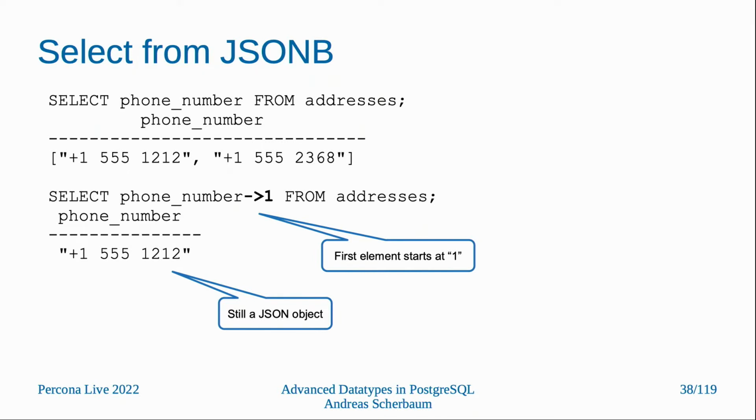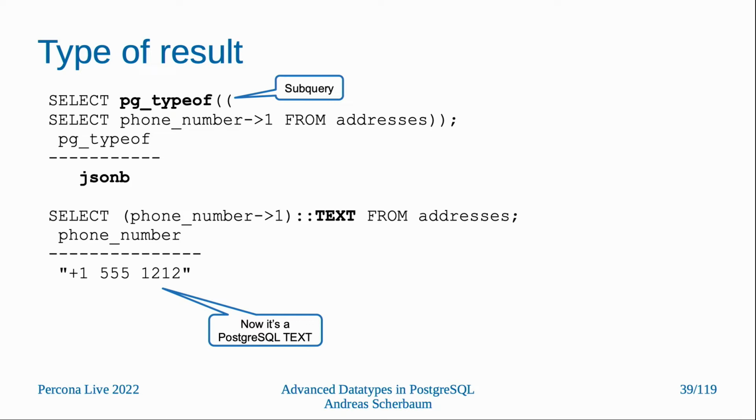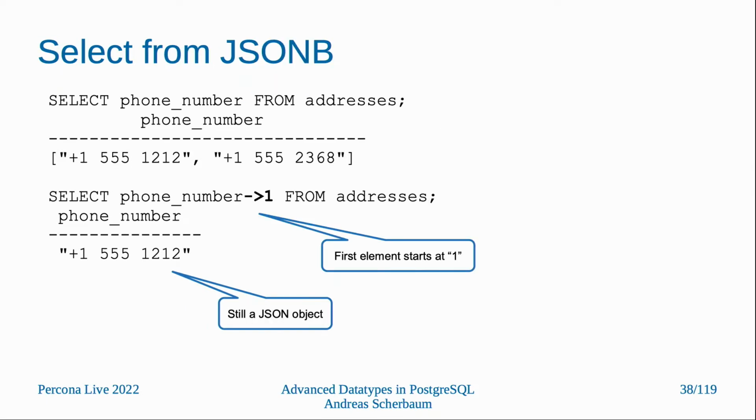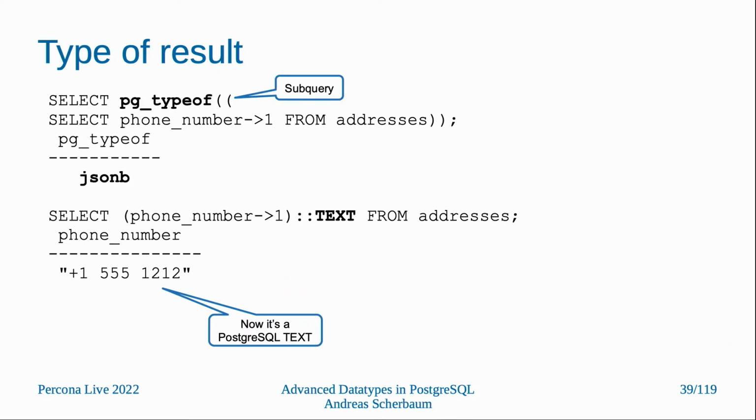This is still a JSON object. So I have a text number, but it's a text in JSON. That's why we have the quotes here. And of course I can cast this element to text in Postgres. Then I get a Postgres text back, not a JSON text. That's most likely what you want to do in an application, because many applications don't really know what a JSON object in Postgres is and cannot work with it. So if you transform it on the fly to text in Postgres, that's something many applications know. That's easier to handle.